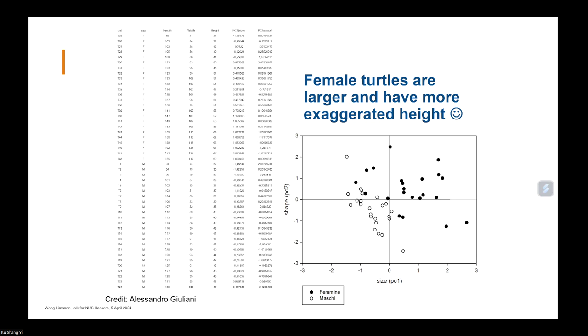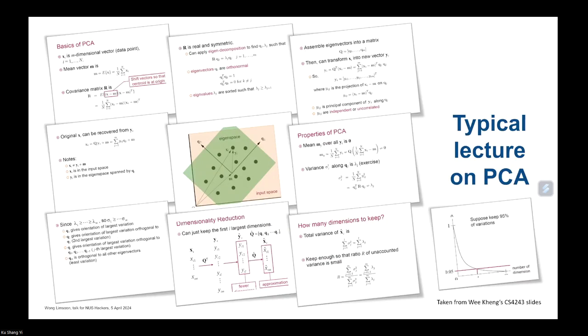Females are bigger, right? Because PC1 is size. So you can see that females are bigger, and maybe females are older. The female also has more exaggerated height of the shell. So you can see the meaning of the data more or less straight away once you know how to interpret your principal components. Now, this is what we mean by PCA. You convolute your variation into meaningful directions. But of course, that meaning you have to figure out what it is. Okay, so intuitively, that is what PCA is.